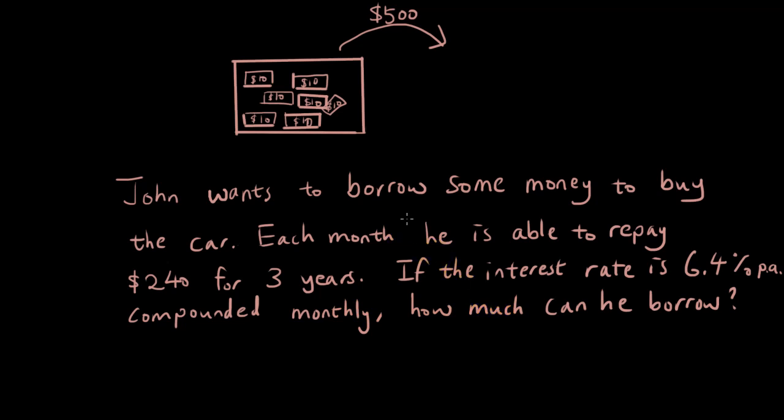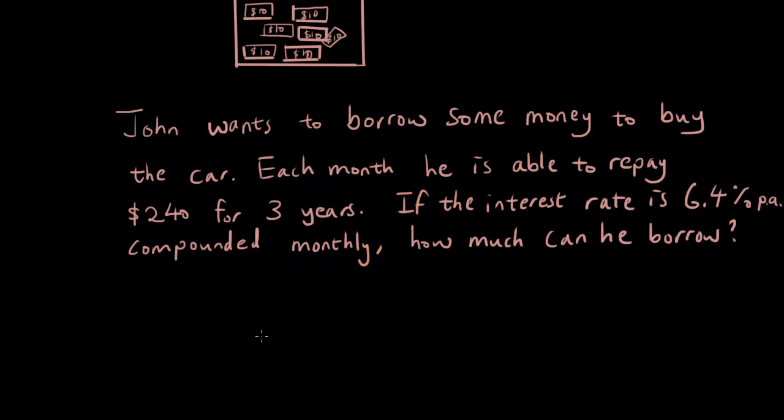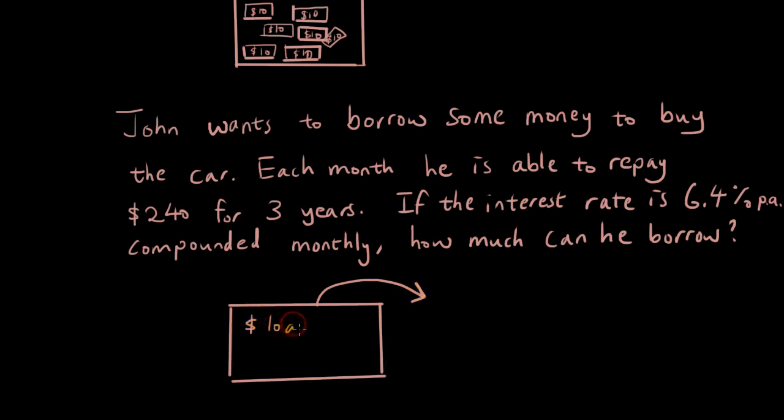So what this is saying is, if we go back to the box situation, okay, whenever you're confused, just draw your money box. Now every month, so this is the loan amount, which we're not sure of what it is. But we know that every month he's going to take out $240. He's going to subtract $240 from the total amount that he's borrowing. $240 per month.